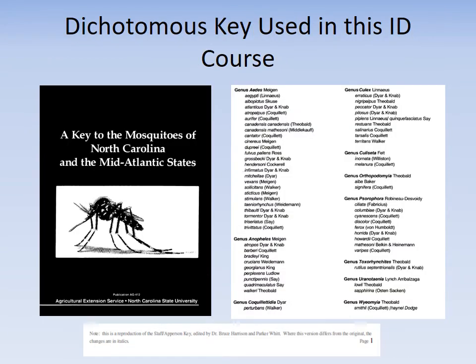This is one that's been used for a long time. This is a Slaff and Apperson key to the Mid-Atlantic states. I actually have an example of this one where Bruce Harrison had made some updates to it. That's the one I used in the beginning of my career and used for a lot of years. And then over to the right is a list of all the species that are in there.